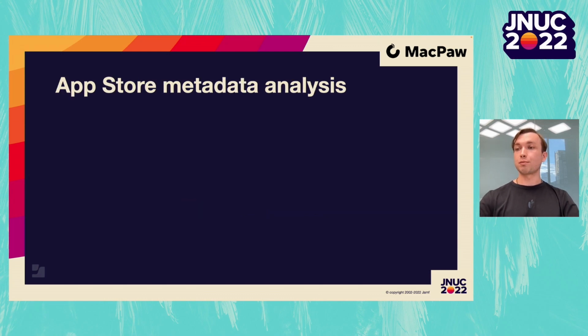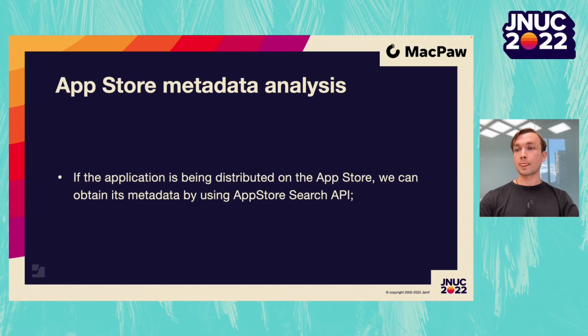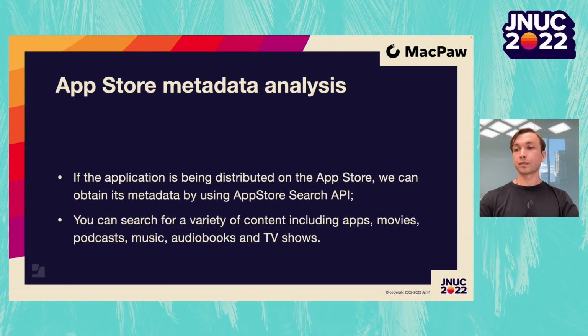Another approach is App Store metadata analysis. If the application is being distributed on the App Store, we can obtain its metadata by using the App Store Search API. The Search API allows you to place search fields on your website to search for content within the iTunes Store, App Store, iBook Store, and Mac App Store. You can search for a variety of content, including apps, iBooks, movies, podcasts, music, audiobooks, and TV shows.